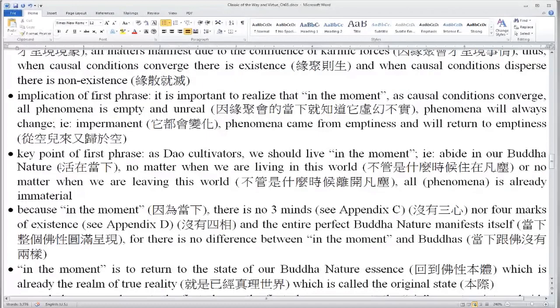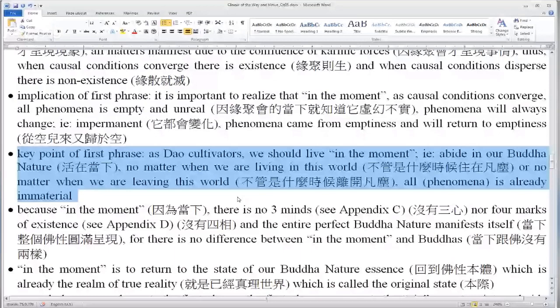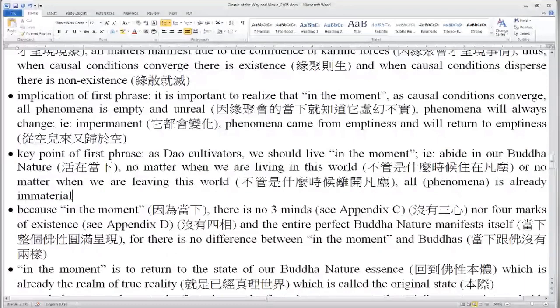As cultivators, we should live in the moment. That is to abide in our Buddha nature. No matter when we are living in this world, 不管是什么时候住在凡尘, or no matter when we are leaving this world, 不管是什么时候离开凡尘, all phenomena are already immaterial. The key is it has to be in this moment. What is this in the moment?